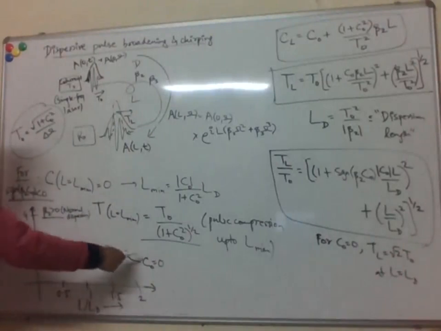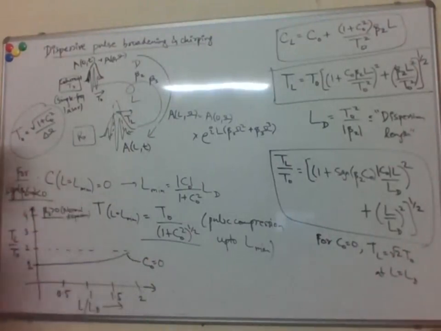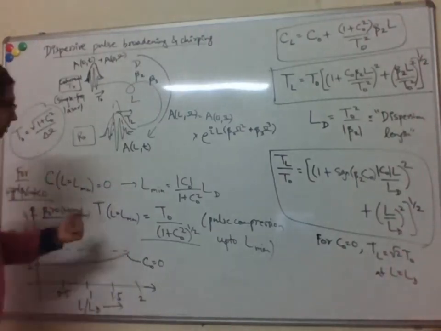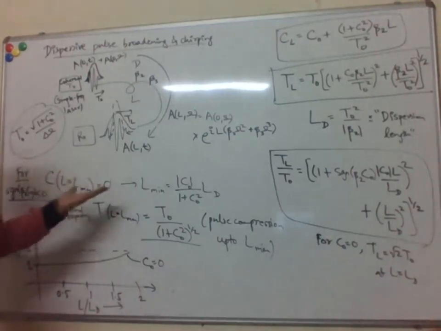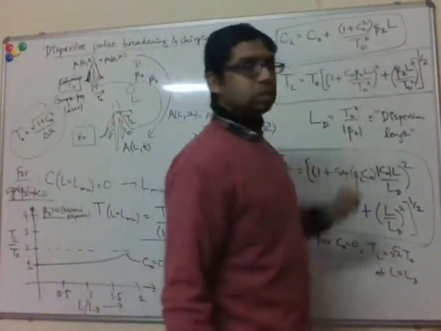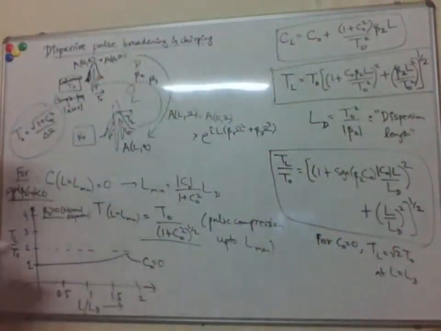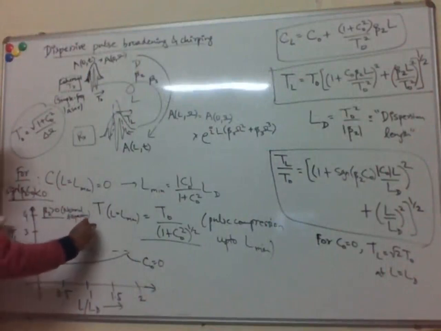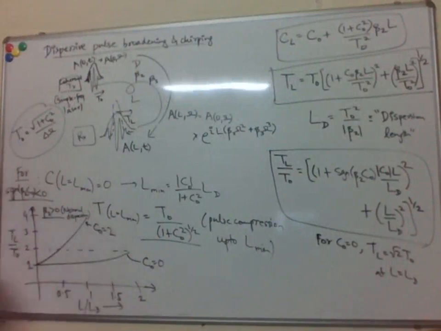And now we can look at a positive chirp. Here the dispersion is positive, so for a positive chirp it should broaden even faster, because this term you can see will be larger now. If I look at C0 equal to 2, for example, that goes like this. So it broadens faster for beta 2 C0 a positive number.